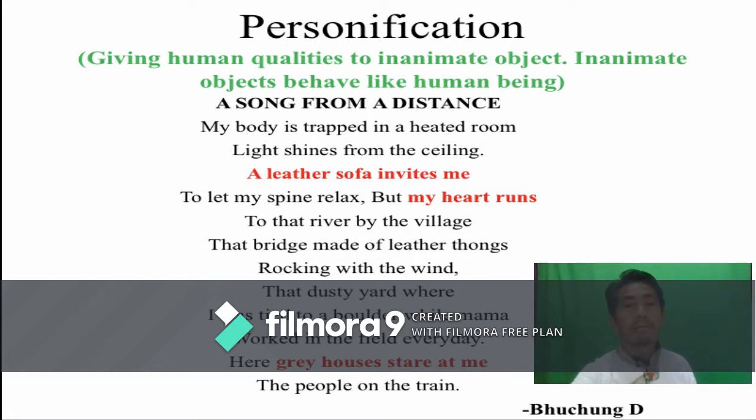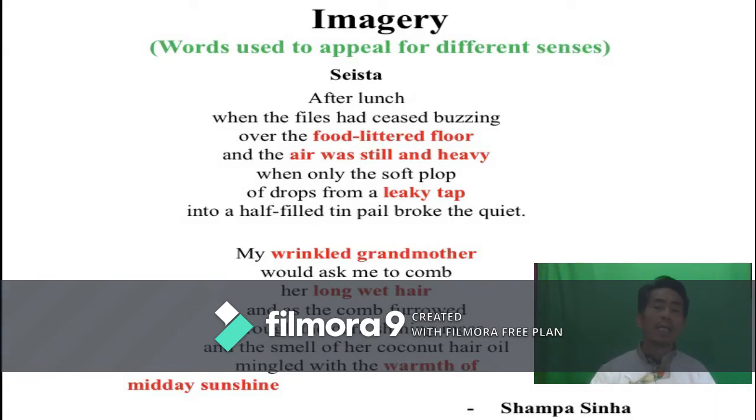And last but not the least, we have imagery. Imagery is words used to appeal to the different senses. We have so many sense organs, so some words appeal to our senses. We can feel, hear, and see better. Now this is imagery. Here is one example of imagery, a poem by Champasina. The name of the poem is Siesta. So let us try to read this poem.